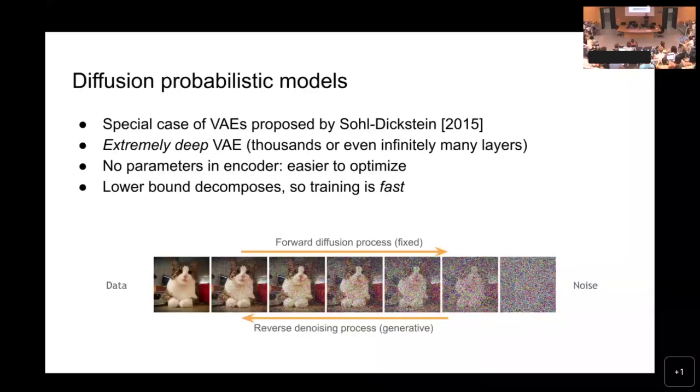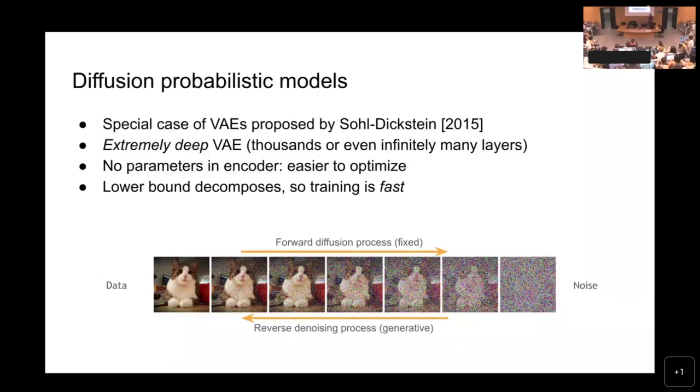The main property that makes it work well is that it's like an extremely deep VAE. In some formulations of the model, it might actually have infinitely many layers if you consider it to be a VAE. And in addition, it has an encoder which doesn't have any parameters. So that makes the problem a lot simpler, and it actually removes many of these bad local minima that you might get stuck in otherwise. And then the final bit that sets it apart from other VAEs is that it has a variational lower bound that actually decomposes into many independent terms that you can evaluate independently. So now training by stochastic gradient descent becomes much faster, since you can pull apart all these different terms. You don't need to evaluate the whole infinitely many layer VAE.